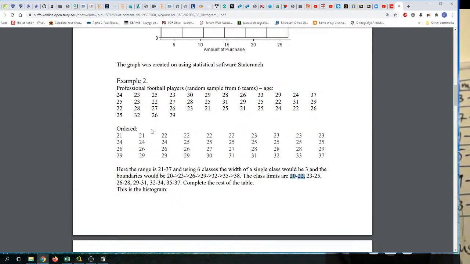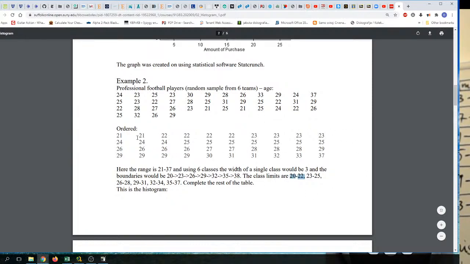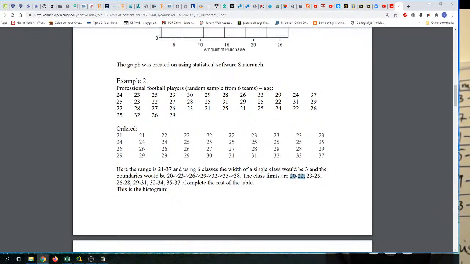So look at my sorted data here. 20 to 22, I don't have any 20, but I have 21, 21, 22, 22, 22, 22. 6. That's the frequency of the first class.